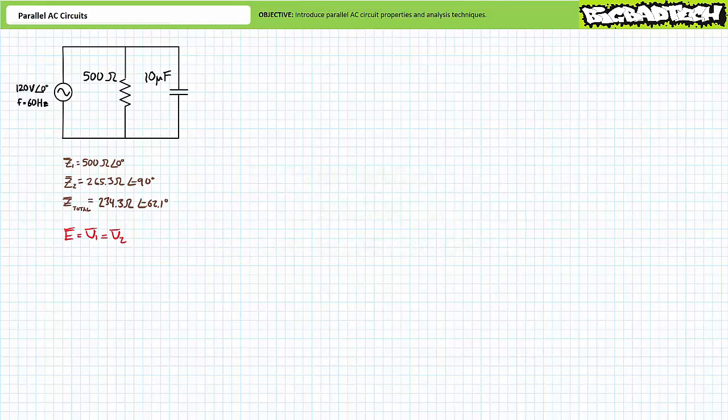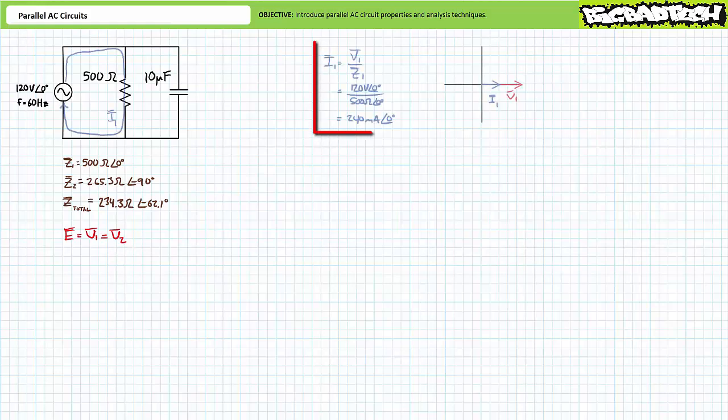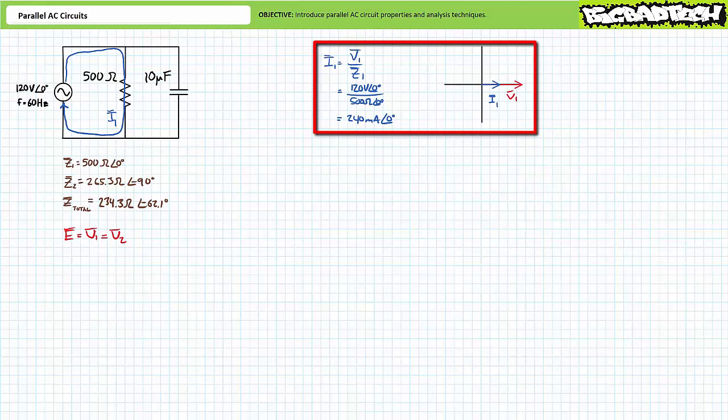Let's now examine current distribution through individual elements within this parallel AC circuit and source current. Given known impedance values and known voltage values, it's possible to directly solve for current through each individual element using Ohm's law, which states current is equal to the voltage divided by impedance. An application of Ohm's law for resistive impedance element Z1 demonstrates I1 to be 240 mA at an angle of 0 degrees. The phasor diagram demonstrates current through purely resistive impedance Z1 will be in phase with the voltage across it.